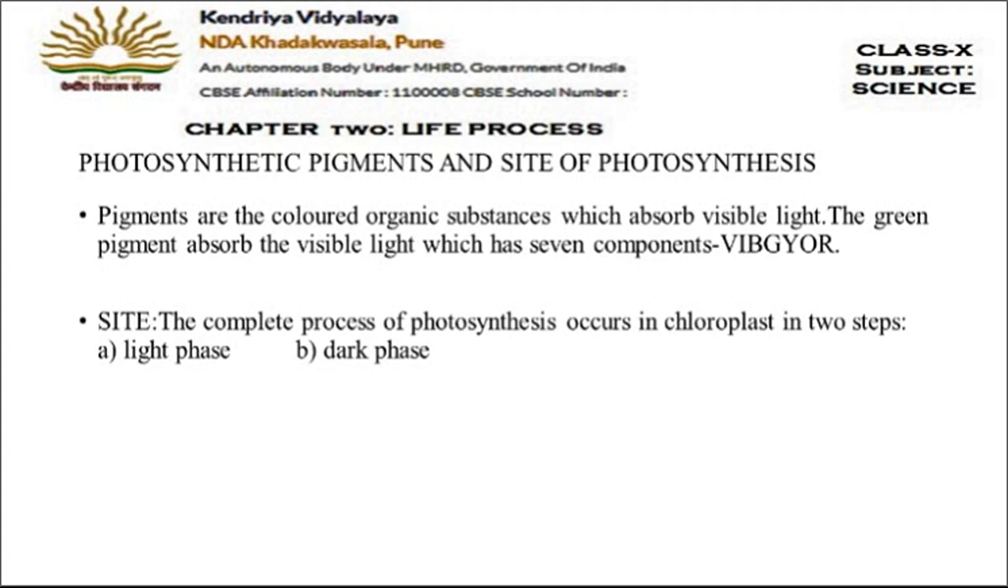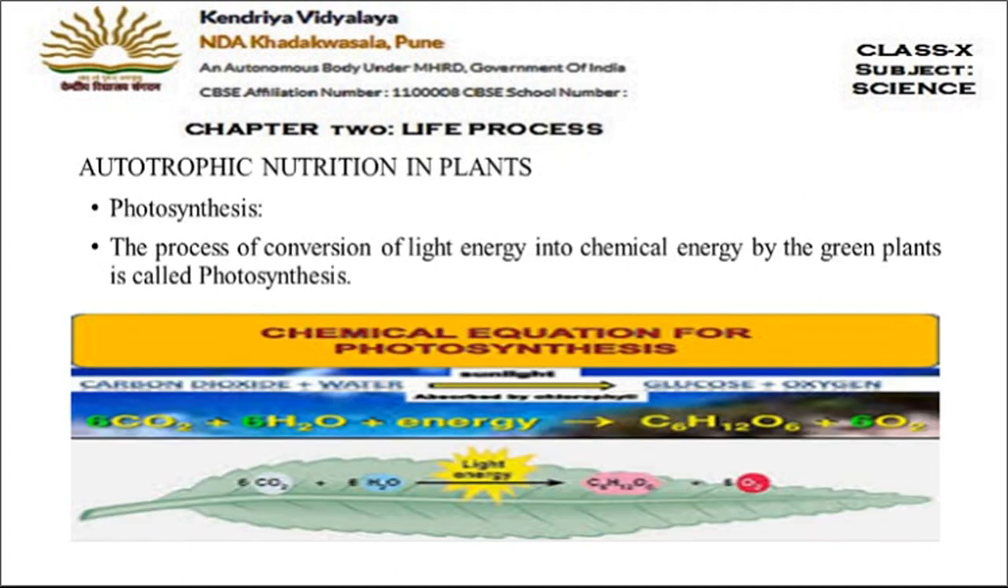Okay. Now let's see autotrophic nutrition in plants. Now, as plants are autotrophic in nature, they perform photosynthesis. Now let us see the definition of photosynthesis. The process of conversion of light energy into chemical energy by the green plants is called photosynthesis. Okay?